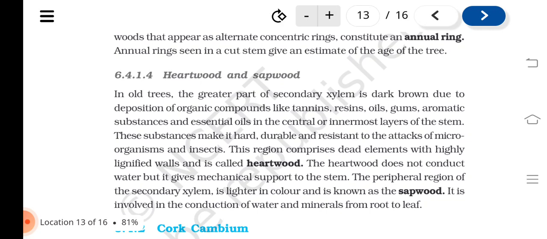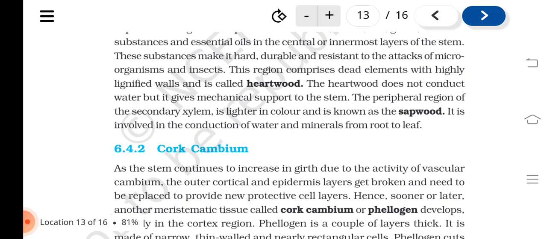Heartwood and sapwood. In all trees, the greater part of secondary xylem is dark brown due to deposition of organic compounds like tannins, resins, oils, gums, aromatic substances, and essential oils in the central or innermost layers of the stem. These substances make it hard, durable, and resistant to the attacks of microorganisms and insects. This region comprises dead elements with highly lignified walls and is called heartwood. The heartwood does not conduct water, but it gives mechanical support to the stem. The peripheral region of the secondary xylem is lighter in color and is known as the sapwood. It is involved in the conduction of water and minerals from root to leaf.